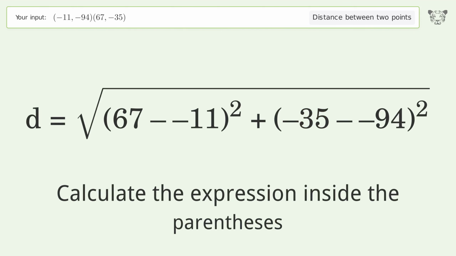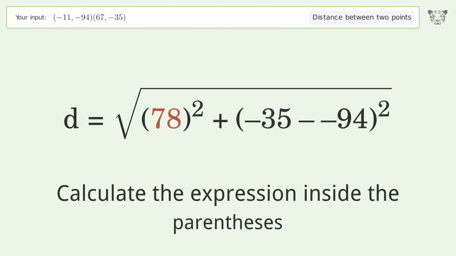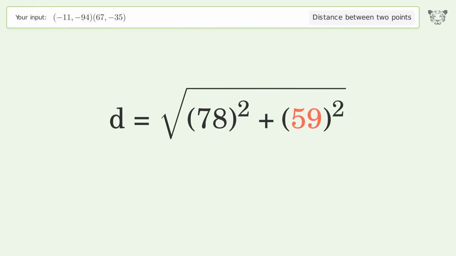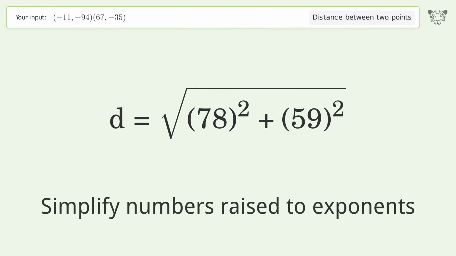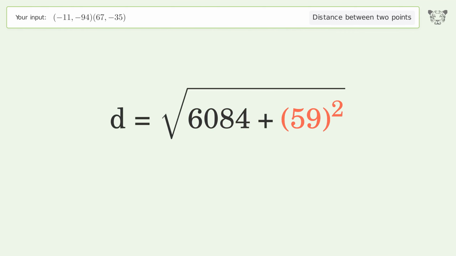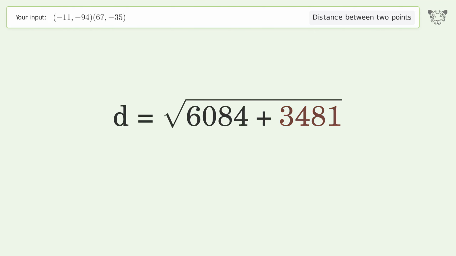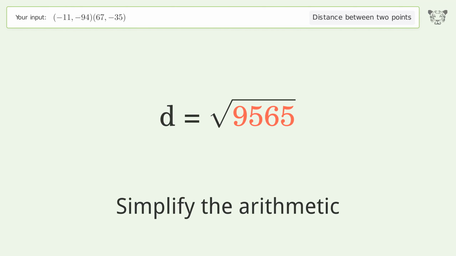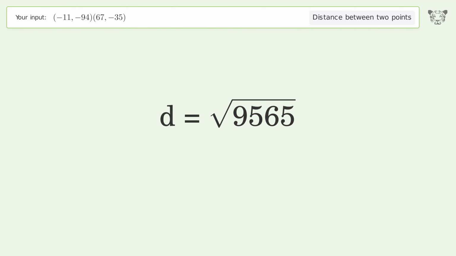Calculate the expression inside the parentheses. Simplify numbers raised to exponents. Simplify the arithmetic. And so the distance between the 2 points is the square root of 9,565, or 97.801.